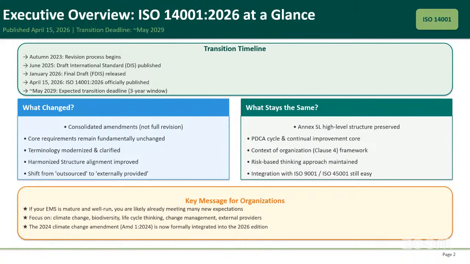So 7.1 talks about resources. Then 7.2 now talks about competency. Your staff must be competent. That is the C, competence. Then 7.3 talks about awareness. 7.4 talks about communication, internal and external communication. And 7.5 talks about documented information. I don't want to go into detail again.